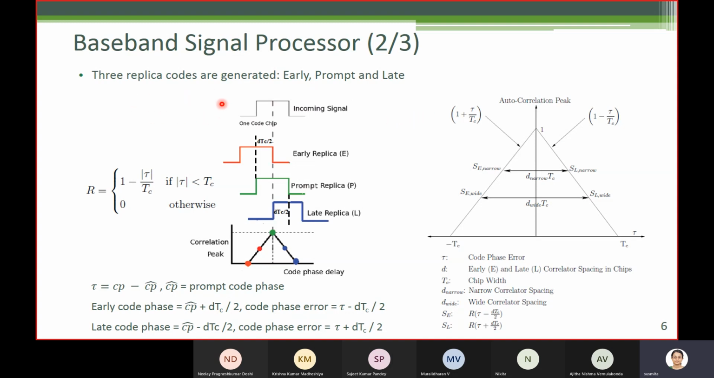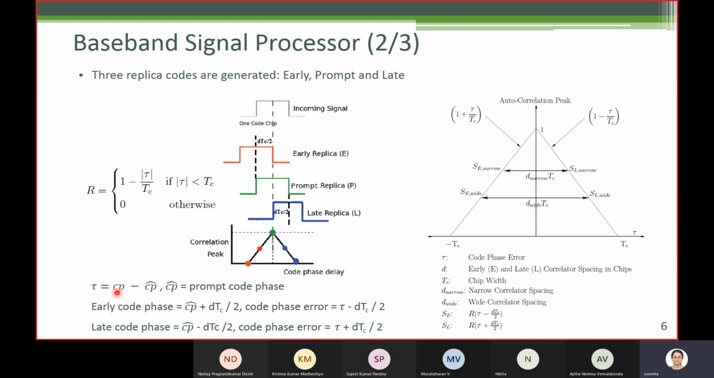Whatever has already passed is on the left side. And let's say this is the current time instant. The midpoint of some chip in the incoming signal is there at the current time instant. The objective of the receiver is to align the prompt replica with the incoming. So let's assume an ideal scenario where the prompt is perfectly aligned with the incoming. So this is the corresponding prompt replica generated by the receiver, the green.